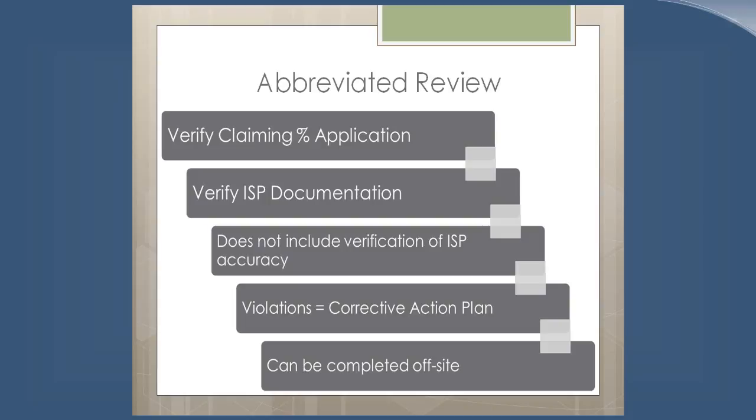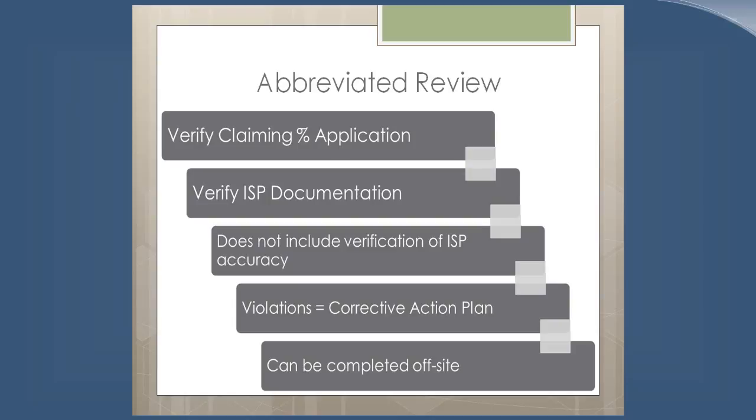If violations to the application of the claiming percentages are identified from this abbreviated review, the SFA will be required as a part of its corrective action plan to correct the deficiencies identified at the non-compliant sites and submit documentation for every CEP site showing that the claiming percentages calculated during the latest ISP approval are applied correctly in the current school year for every closed claim for reimbursement.